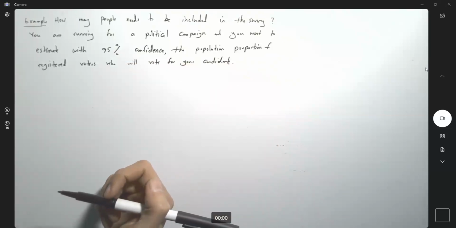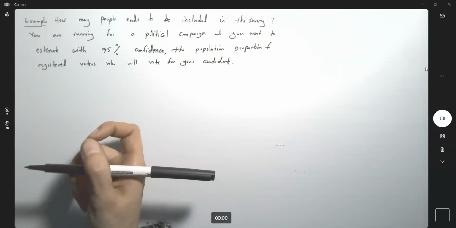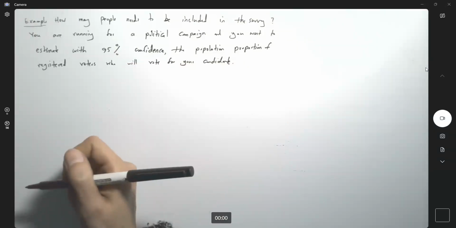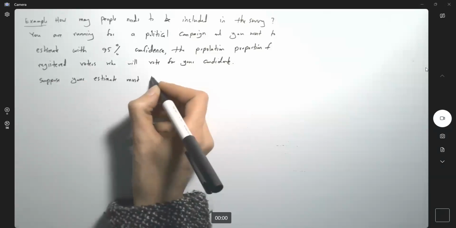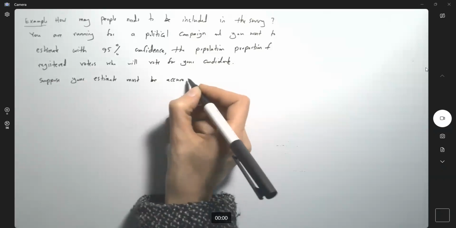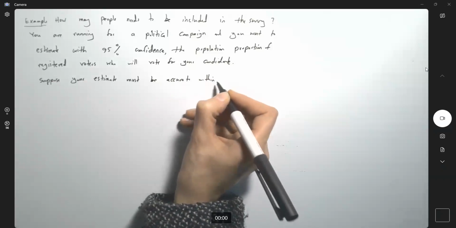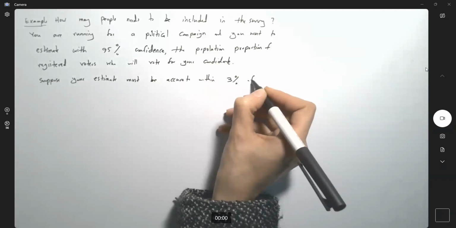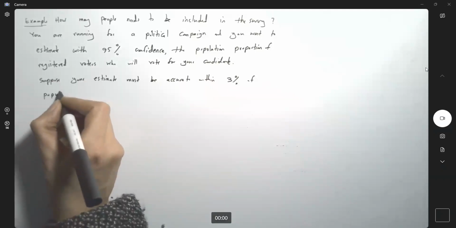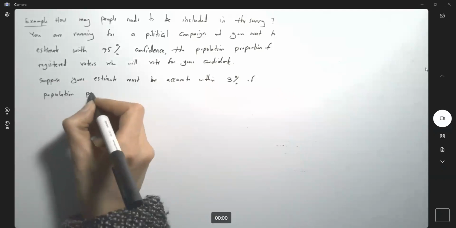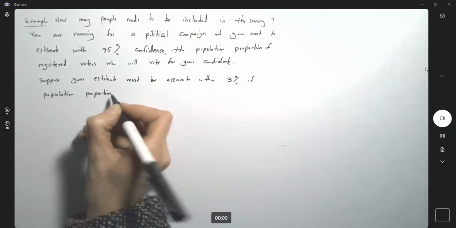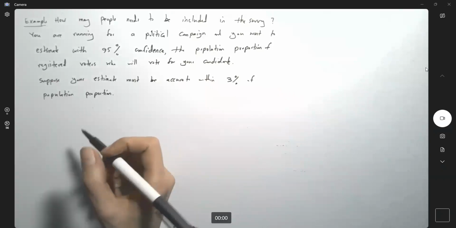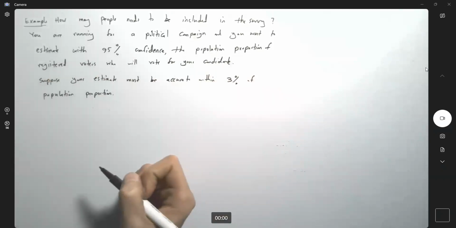So suppose your estimate must be accurate within 3% of population proportion. Must be accurate within 3% of population proportion. How many people you should be asking? What is the sample size?